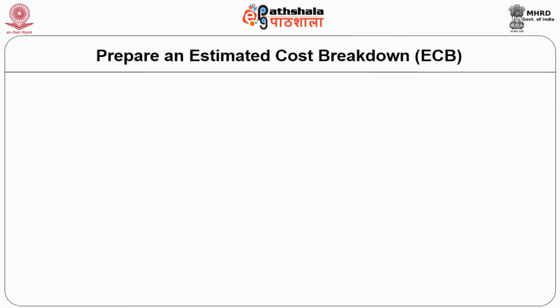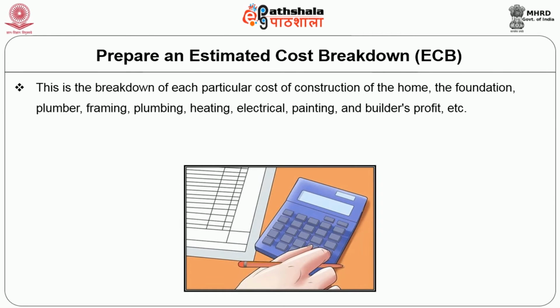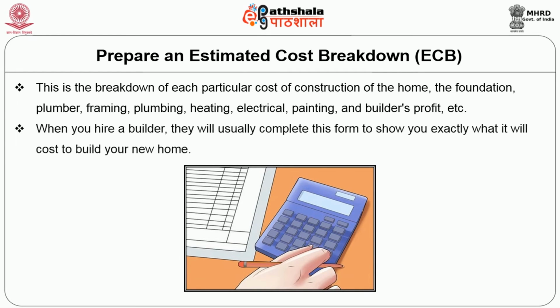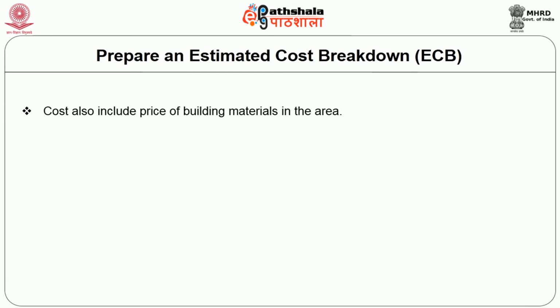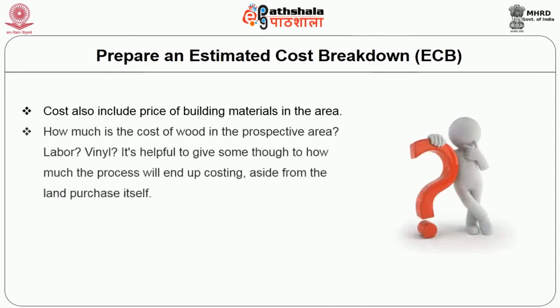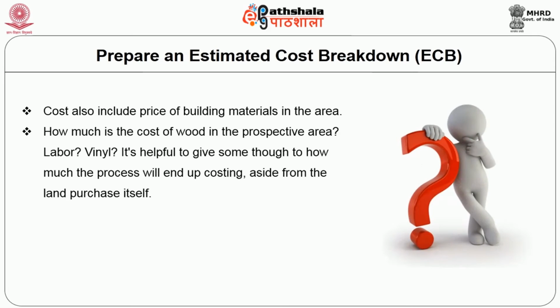Prepare an estimated cost breakdown, that is ECB. This is the breakdown of each particular cost of construction of the home: the foundation, lumber, framing, plumbing, heating, electrical, painting, and builder's profit, etc. When you hire a builder, they will usually complete this form to show you exactly what it will cost to build your new house. Cost also includes the price of building materials in the area. How much is the cost of the wood in the prospective area?